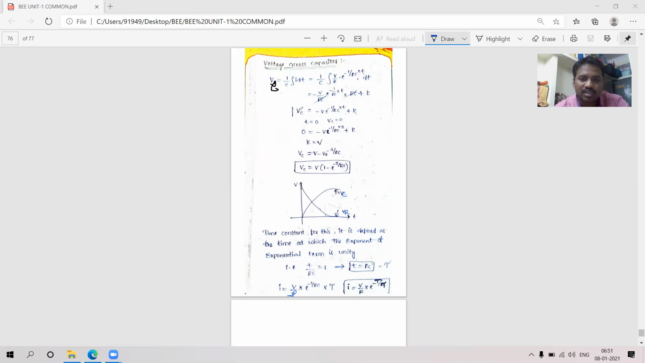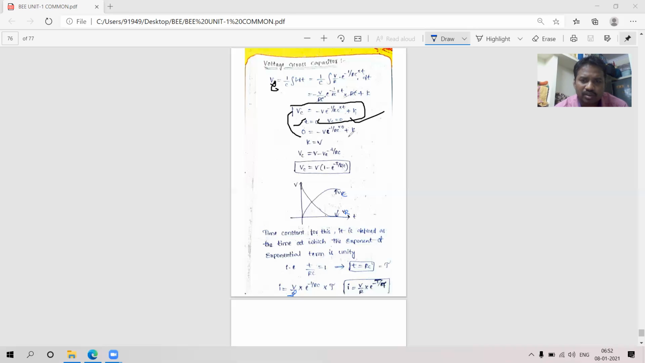So finally VC is equal to minus V into e power of minus 1 by RC into T plus K. We should find the value of K, which is a constant. So I am again applying the initial conditions. We saw that initially the capacitor is behaving like a short circuit, as explained in the previous lectures; you can watch those videos. At T equal to 0, VC is equal to 0, since short circuit means voltage drop is 0. So I substitute VC as 0, minus V into e power of minus 1 by RC, with T equal to 0, plus K. When you substitute, e power of 0 is 1.